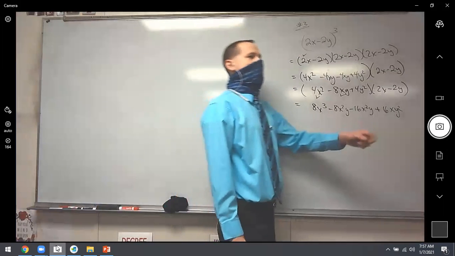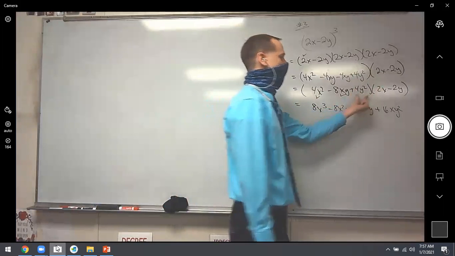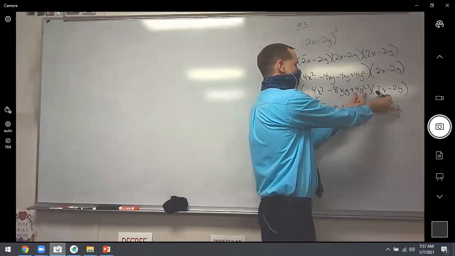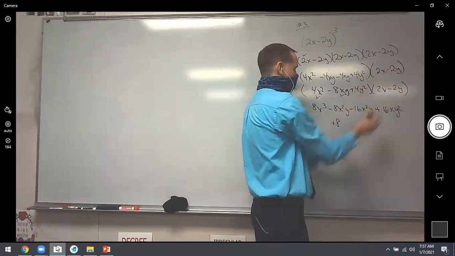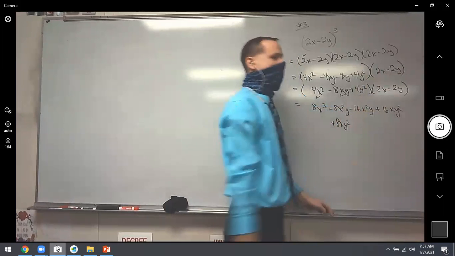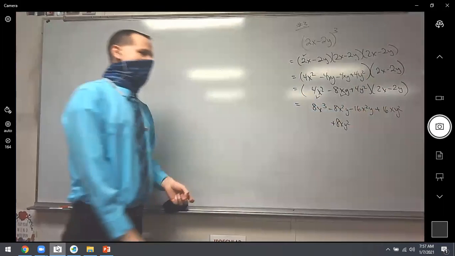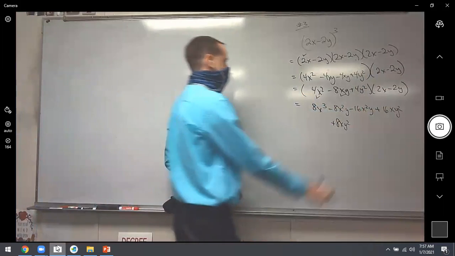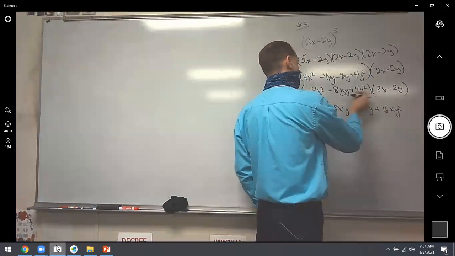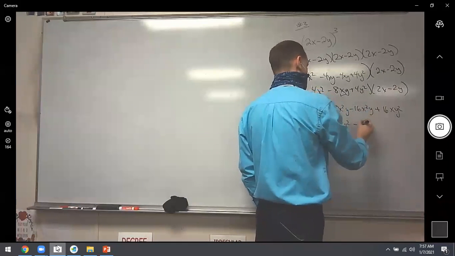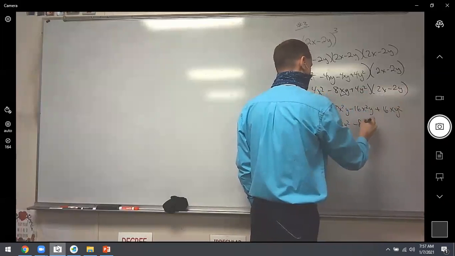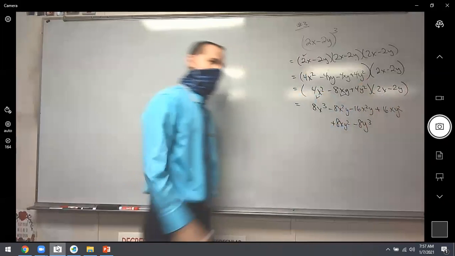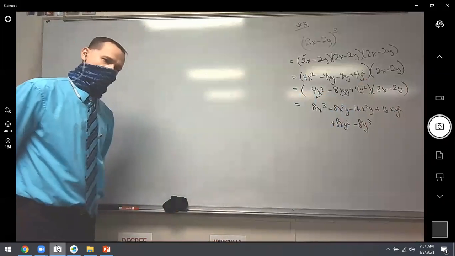And lastly, the 4y squared. Let's put that in here. 4y squared times 2x. Well, 4 times 2 is a positive 8. You got an x and 2y, so xy squared. And very last, 4y squared times the negative 2y. Well, positive 4 times negative 2 is negative 8. No x's, but you got a y squared times a y. That's a grand total of a y cubed. So we made it. We distributed this thing out.